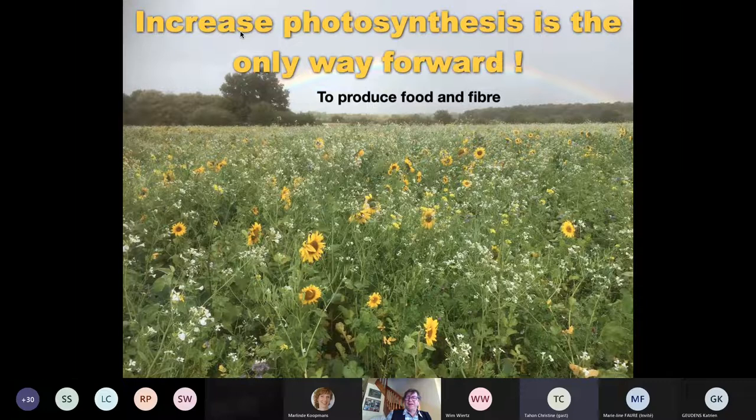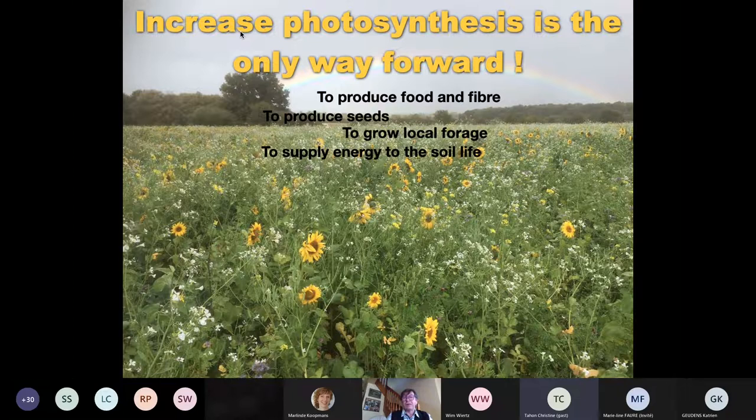we are condemned to increase photosynthesis anyway, to produce food and fiber. That's the role of agriculture, and most of the time, most people are starting to forget that farming is to produce food and fiber, to produce seed, because one of the main inputs will be seed. Also, to grow local forage. And as you've seen with our animals, there are big opportunities to produce that kind of forage, to supply energy to the soil life.